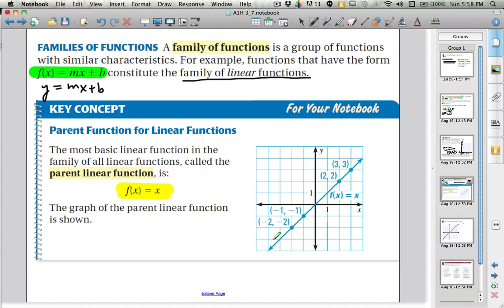Okay, so if you take a look at this parent function, you'll see it has a slope of 1. I go up 1 over 1. And it has a y-intercept of 0. This is what the parent function looks like. Every other function in this family of functions can be looked at as an alteration to this parent function, something we've changed about the parent function.